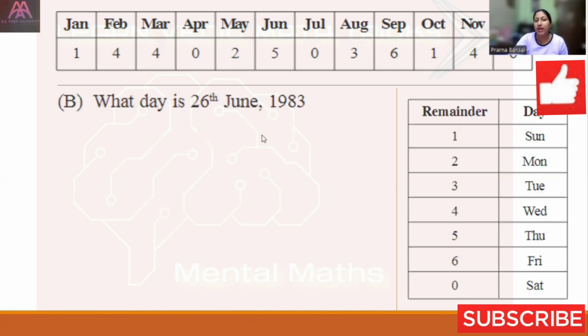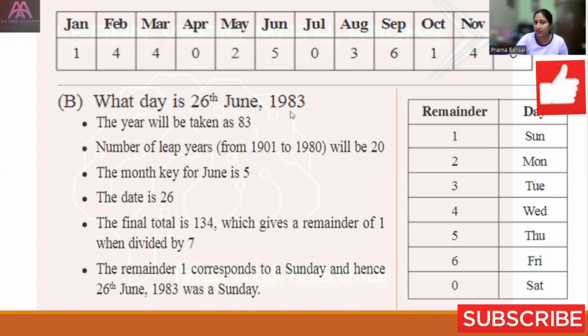Let's say we have to find the day on 26 June 1983. First of all, we will take the year 83. Easy. Then we'll find the number of leap years from 1901 to 1980. How many leap year will be there? 1901 to 1980. There will be 20 leap years. As I told you, you can divide 83 by 4 and 20 will be quotient. So you can write 20.